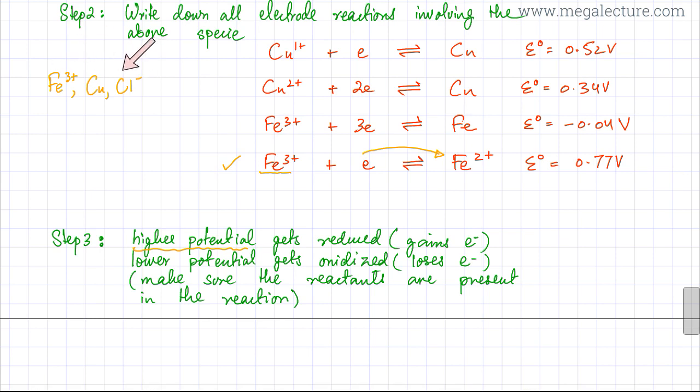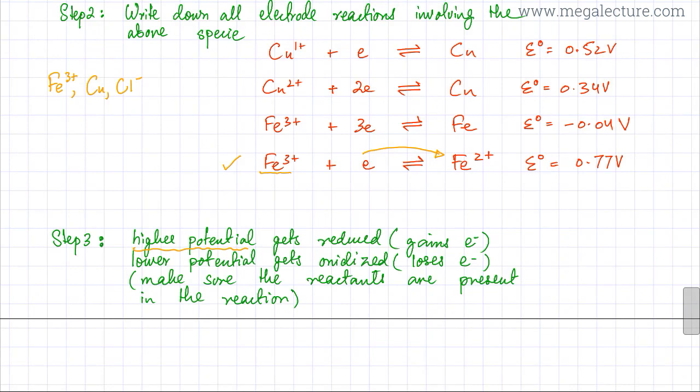So out of these 3, it's Fe3+ that has the highest tendency to gain electrons and form Fe2+, and the E0 is 0.77 volts, which is the higher potential. So I've selected this equation. This is the reaction that's going to go in the forward direction. It would be gaining electrons.